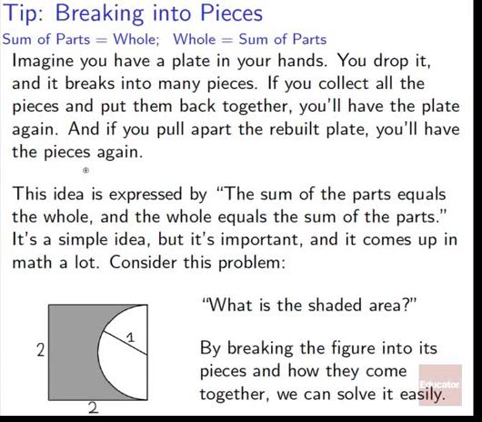The whole is made out of its parts and the parts make up the whole. The sum of the parts equals the whole equals the sum of the parts. That's what this idea is expressed by. It's a simple idea, but it's important and it comes up in math a lot.